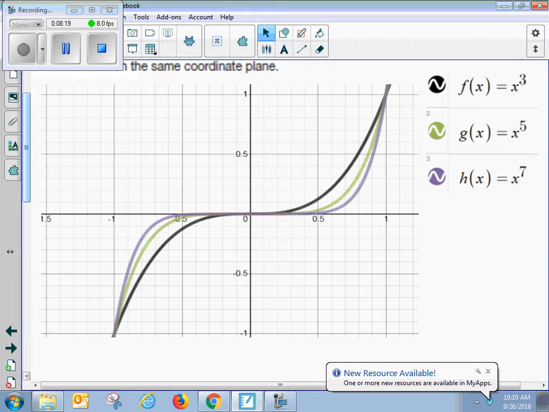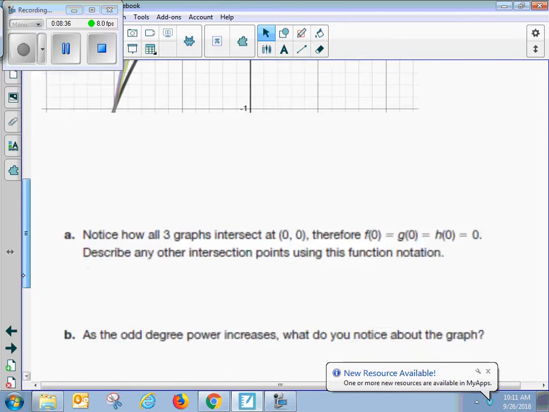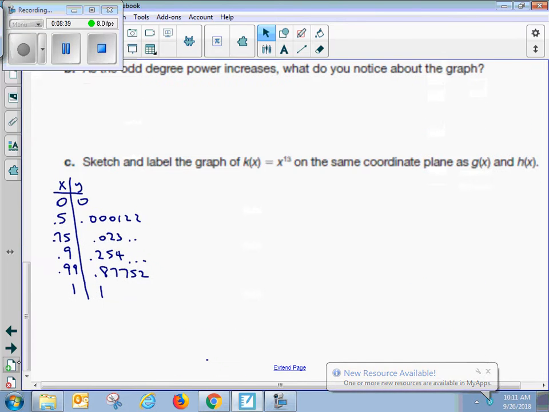Okay, so we had 0, 0, -1, -1, and 1, 1. Everybody agree with that? Because -1 cubed is -1. 1 cubed is 1. 0 to any power is 0. We all know that. But if I were to plug in some fractions, so I did it again for you with x to the 13, just so you can see the process. So we know 0 to the 13 is 0. We know 1 to the 13 is 1.